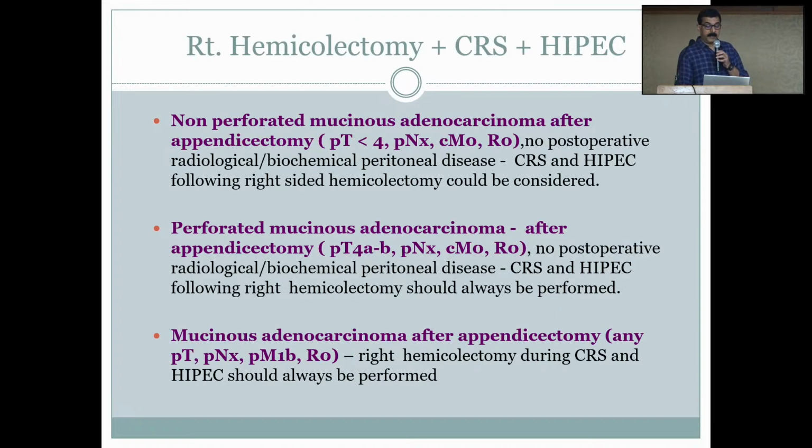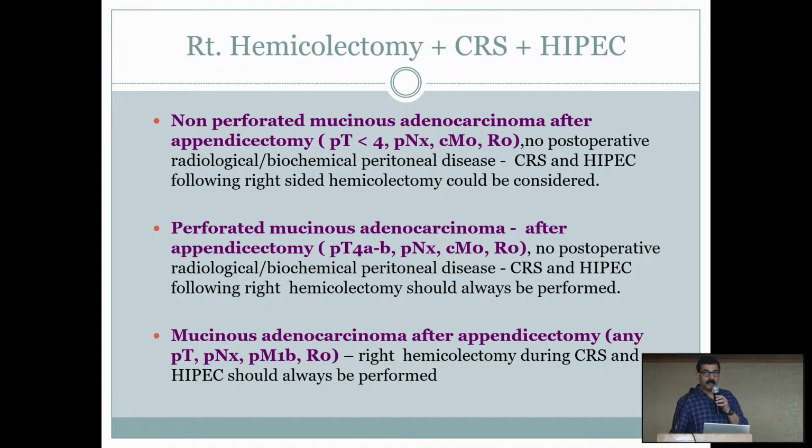Because CRS, cytoreductive surgery and HIPEC, doesn't mean that we should go for a right hemicolectomy also. In some of the cases like LAMN with an advanced PCI, if the right colon is free, we can get away with the CRS and HIPEC alone. But CRS and HIPEC along with right hemicolectomy is considered in mucinous adenocarcinomas, perforated and non-perforated, of any T-stage; right hemicolectomy along with CRS is to be considered.